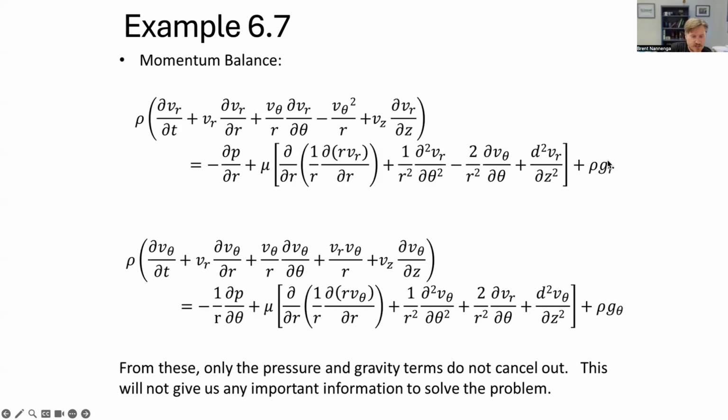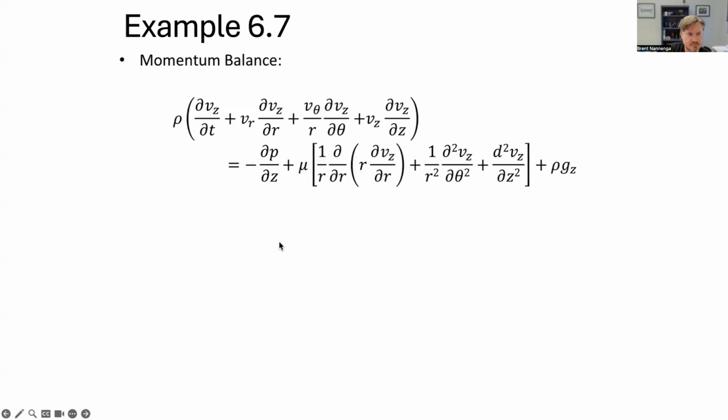those two terms, the pressure as a function of radius and of theta, and the gravity as a function of radius and of theta, don't really give us any information that's necessary in this problem. So we can ignore these equations because they're not going to give us any useful information. Now, if you needed them in a problem, you can always go back and use these equations to solve what you need to solve. But in this case, we don't need them. However, we're looking for the velocity profile in z.